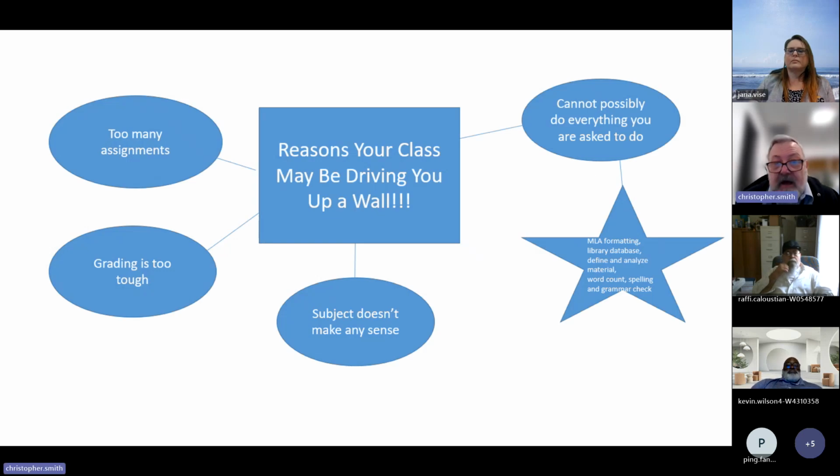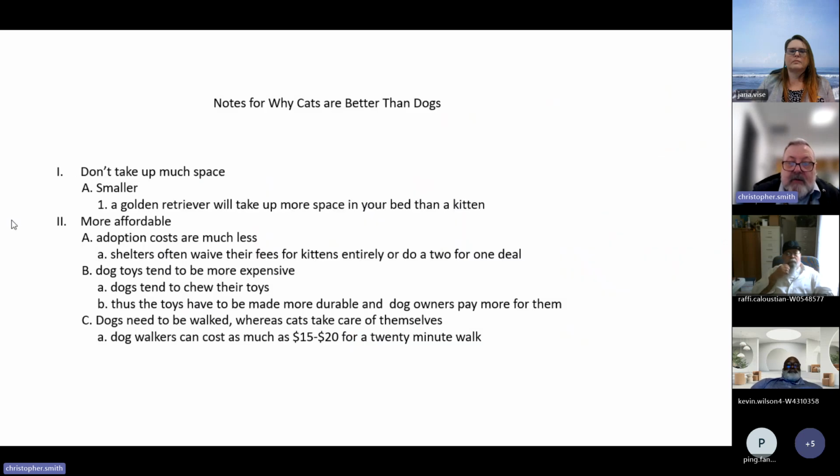There we have the main idea: reasons your class may be driving you up the wall. We have the subheadings: too many assignments, grading is too tough, subject doesn't make any sense, cannot possibly do everything you are asked. And I put some key concepts and terms next to that one. Some of the things that were talked about there. Oops, let me go back.